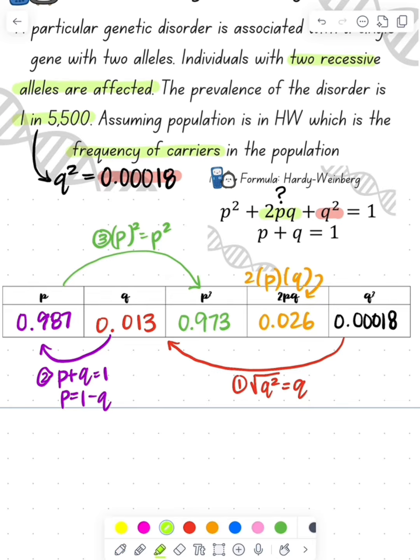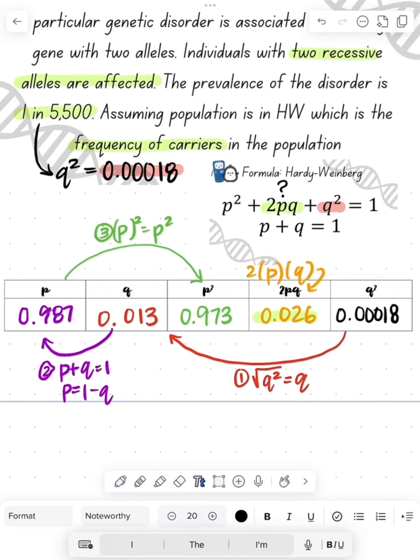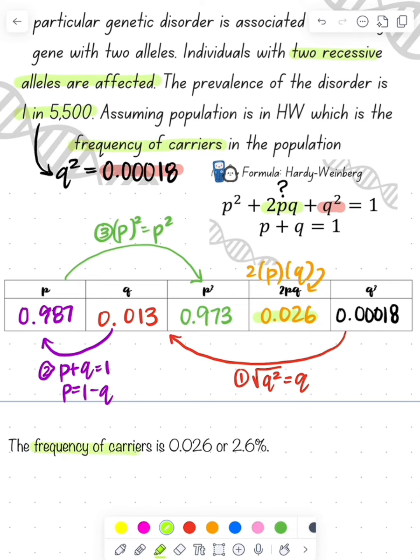And then to find 2pq, I just do 2 times my p times my q value, and that's going to give me 0.026. And so that was actually what I'm trying to find. I'm trying to find the carriers, which is my heterozygous individuals. So the frequency of the carrier allele is 0.026 or 2.6%.